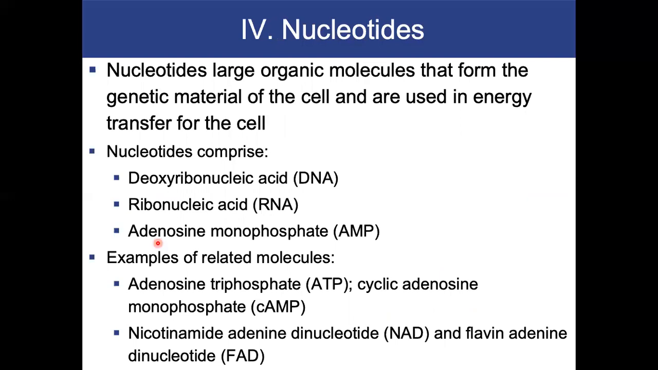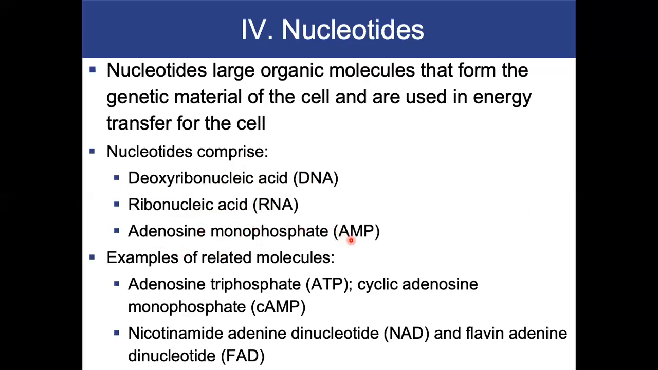Coming up to our last category, nucleotides are large organic molecules that form the genetic material of the cell and are used in energy transfer of the cell. I want you to read this portion in your textbook so that you have a clear understanding of nucleotides, because it can be confusing. Nucleotides comprise DNA, so deoxyribonucleic acid, DNA, is made up of nucleotides. Ribonucleic acid, RNA, is made up of nucleotides.